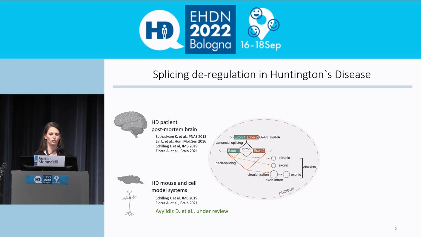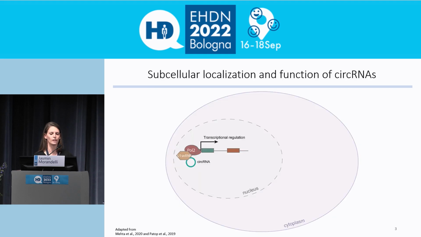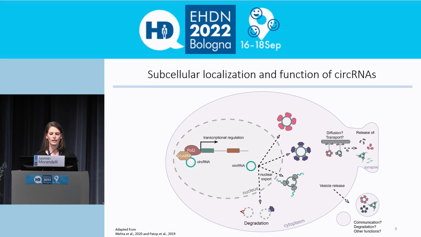How about their function? What do circular RNAs do? They are at this point severely understudied, but for some of them, it has been shown that they can regulate transcription in the nucleus. If they're exported to the cytoplasm, they can have a very large set of different functions that I won't go into detail on. However, they can be very important, especially in the brain.